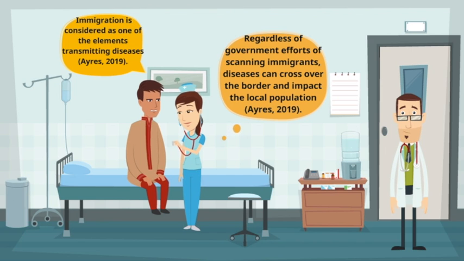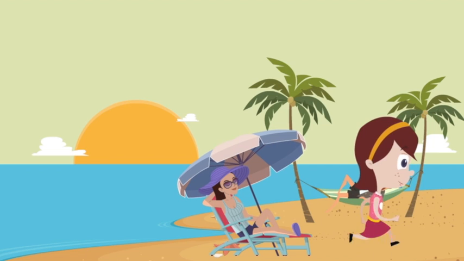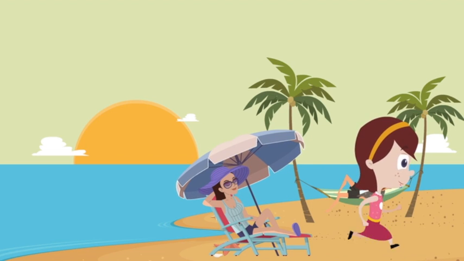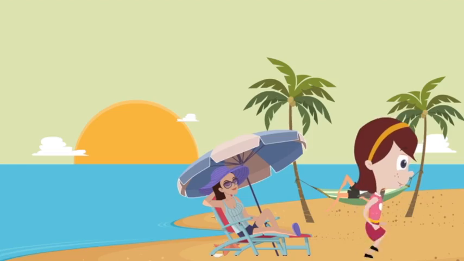On the other hand, immigration is considered as one of the elements transmitting diseases. Regardless of government efforts of scanning immigrants, diseases can cross over borders and impact the local population. Such health issues may become push factors affecting tourists' decision to visit the country, hence leading to a decrease in tourist arrivals in states with such diseases.